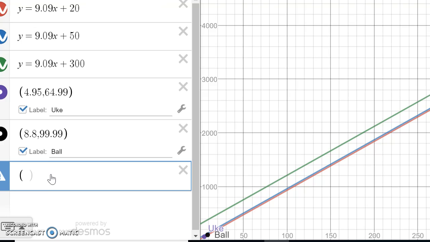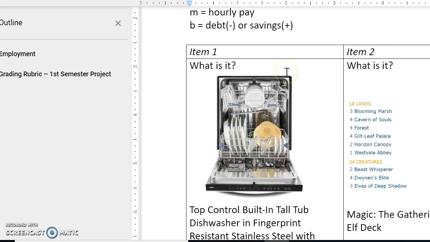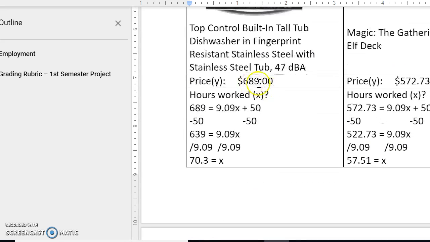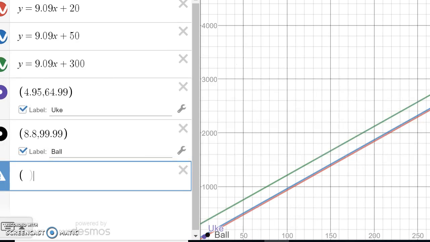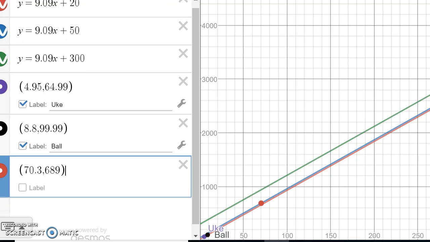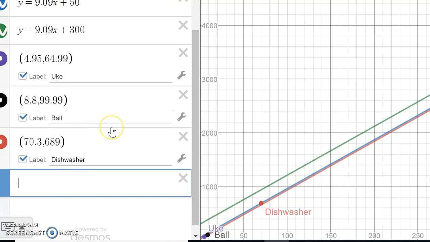I bought a dishwasher. Now that took a lot of hours. Where is it? $689. That took me 70.3 hours of work to earn that. 70.3 hours to get $689. Oh, where's that cursor? There it is. For dishwasher. Okay.